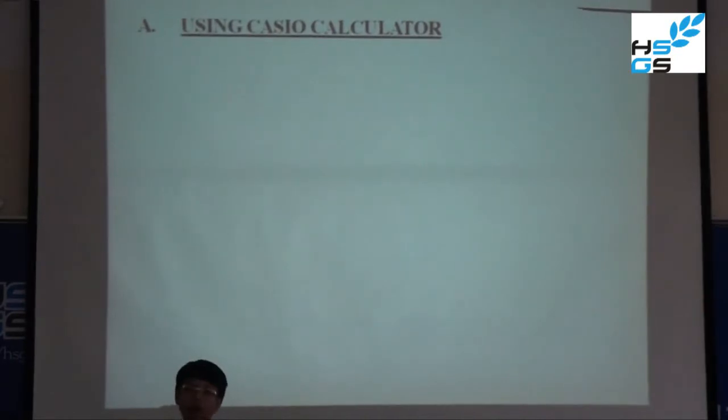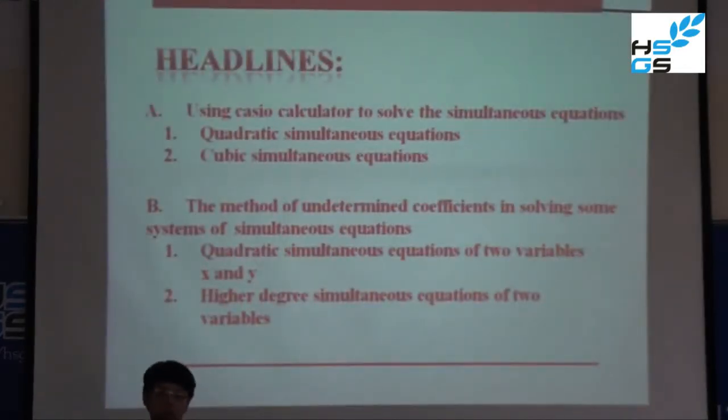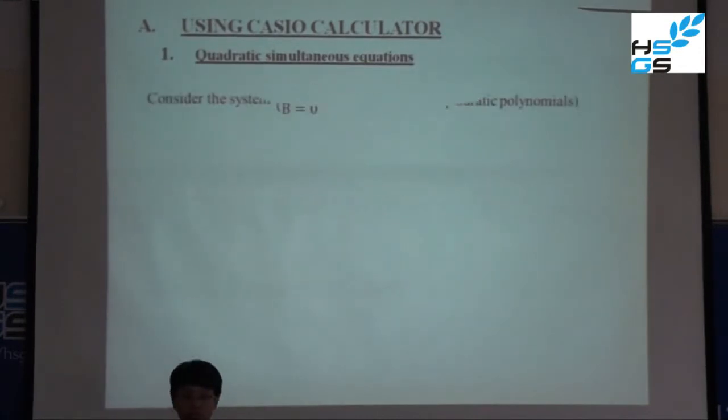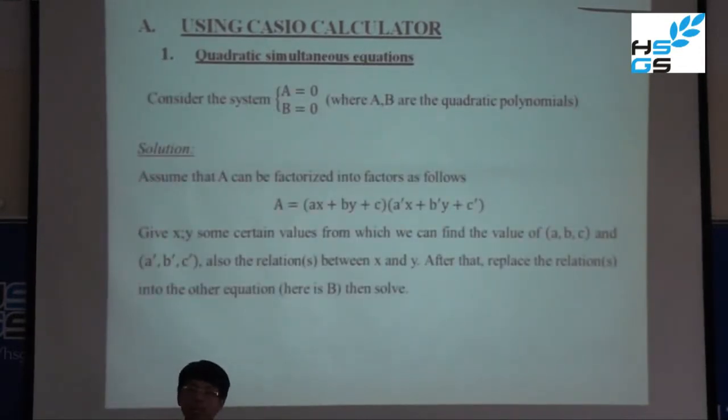Step 1. Give the variable some values. Step 2. Factorize the polynomial into factors and identify. Step 3. Determine the relation between the variables. And step 4. Replace and solve the equations of one unknown. It's quite easy, so we move to cubic simultaneous equations. The methodology is the same. So, please give us an example.